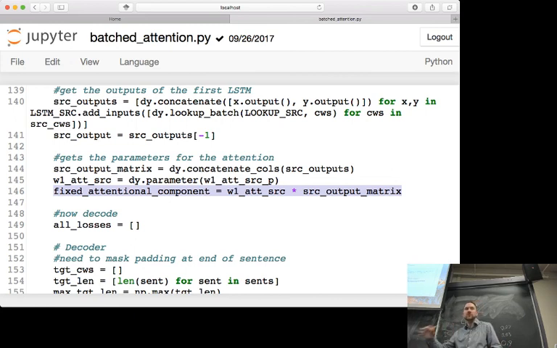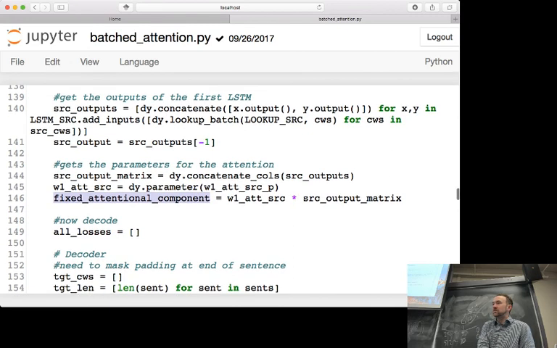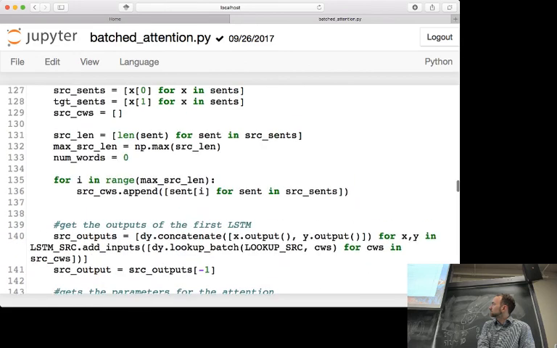So you're stepping through your source sentence, and you have all your vectors from your source sentence, and these vectors won't change as you step through your output, right? So what you can do is concatenate all of these into a big matrix, multiply them by this big parameter matrix, and pre-compute this before you start translating a sentence. So that's what this fixed attentional component part is. This is really effective at saving time and memory if you can do that.